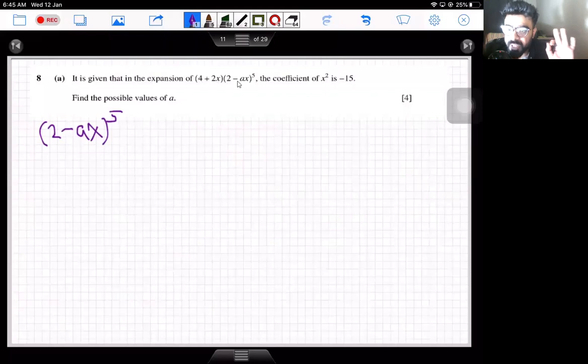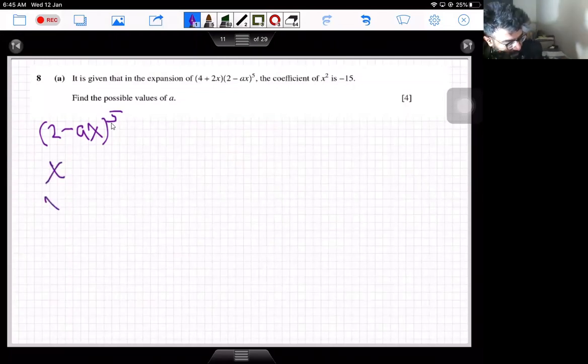So what we actually need to do is find the term in x and x square in the expansion of (2 minus ax) whole thing raised to the power 5, which will obviously come in terms of a, because a is unknown. We need to find the term in x and x square in this expansion. We don't need to completely expand it, nor are we required to do so.